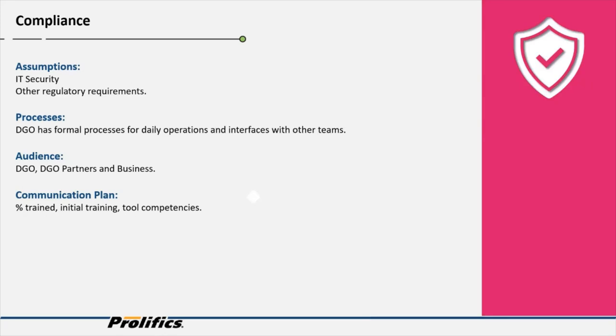Compliance. Compliance, again, is a tough area because it's different by vertical. Are you working with IT security? Are you trained in the processes? Are you trained in the tools that are being used? Let's get that on a slide and let's make sure the organization knows we are either good or we need some additional help. Next slide, please.